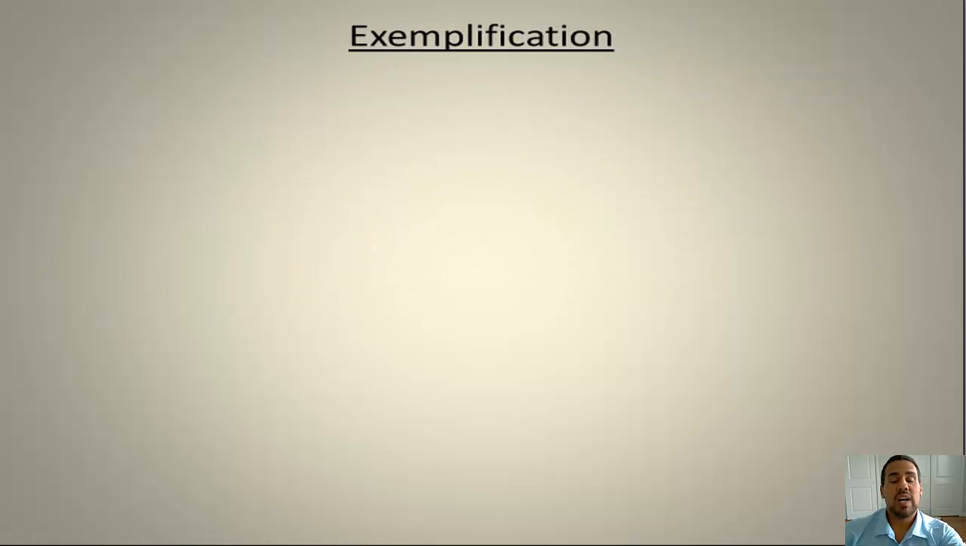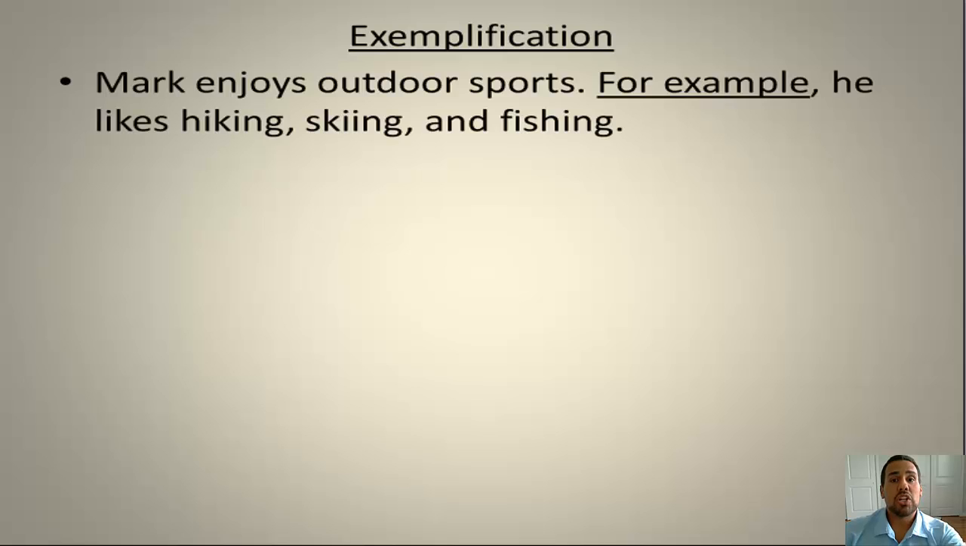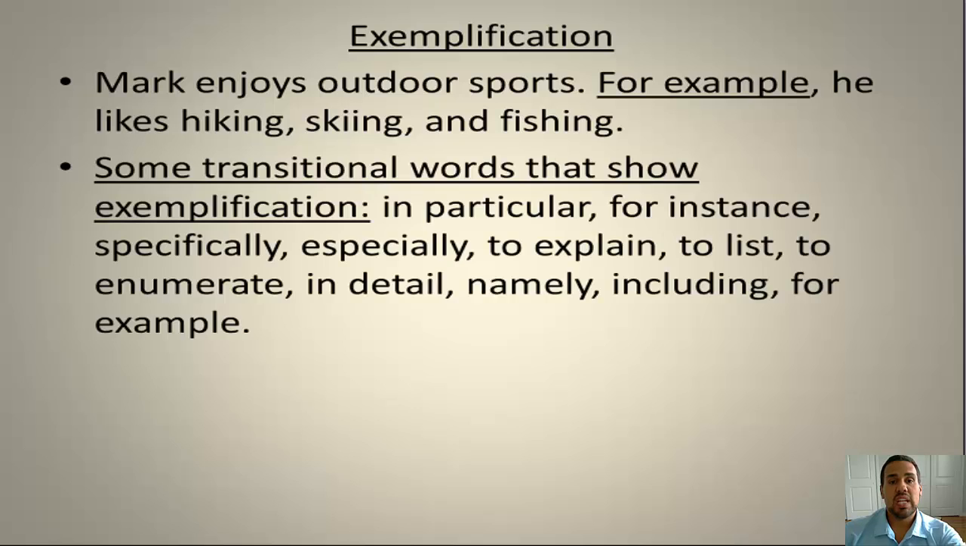Let's say you wanted to provide an example. Mark enjoys outdoor sports. Well, okay, what kind of sports does he enjoy? For example, he likes hiking, skiing, and fishing. Notice that the first sentence is emphasized by the second sentence since it provides some specific examples. And here are some transitional words that show exemplification.